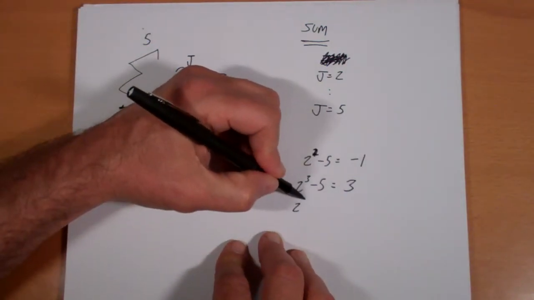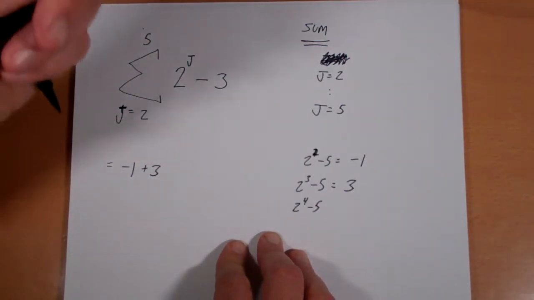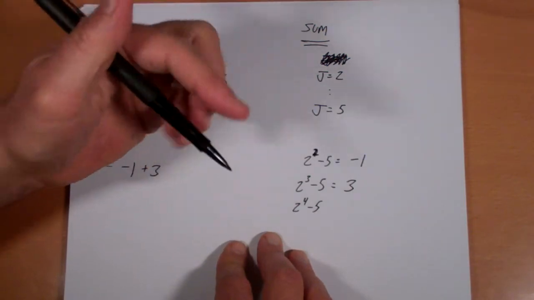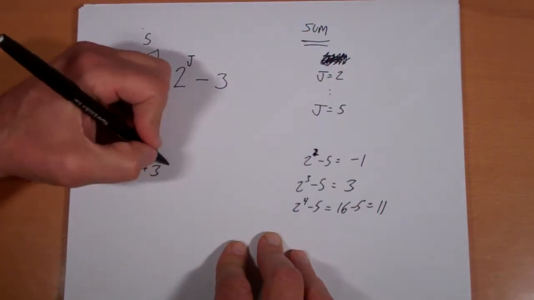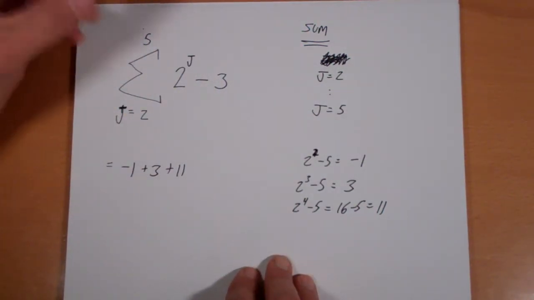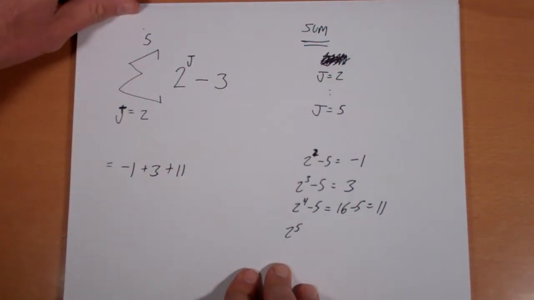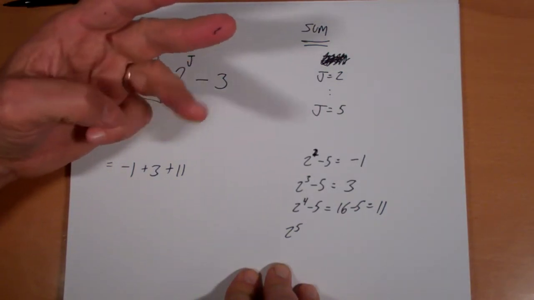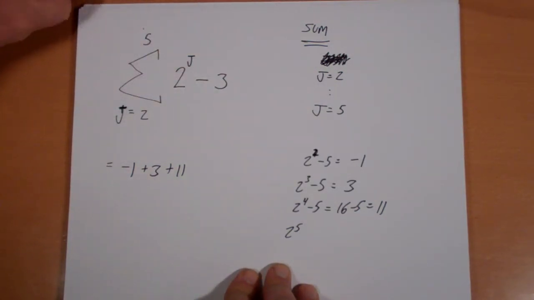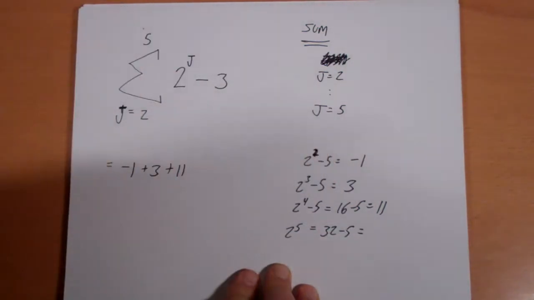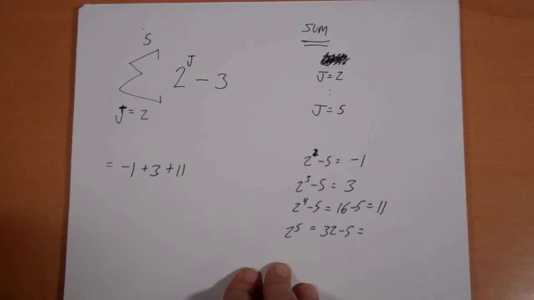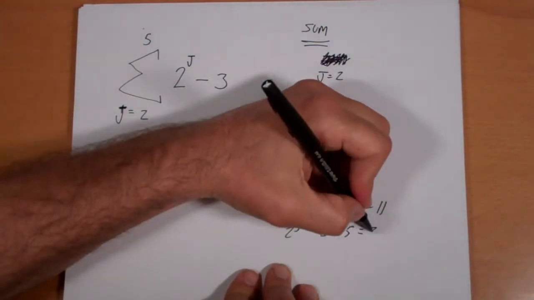And then you go 2 to the fourth minus 3. 2 to the fourth is 2, 4, 8, 16. That's 16 minus 3 is 13. And then it's 2 to the fifth. 2 to the fifth is 2, 4, 8, 16, 32. So that's 32 minus 3, which is 29.